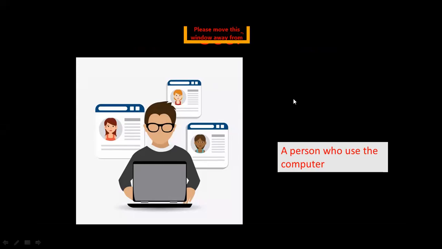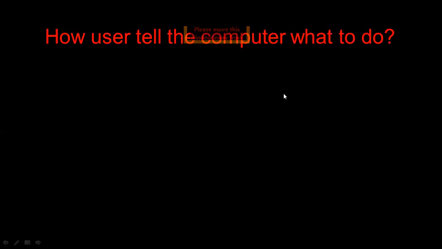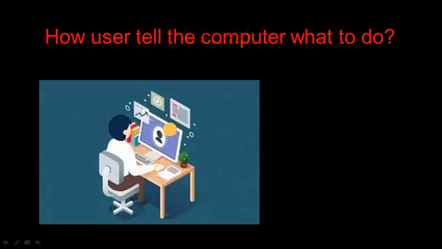So computer can be not only laptops, the tablets are also computer, the mobile phones you use are also computer. So you are a user, you use computer. How does the user tell the computer what to do? Computer works on electricity. We cannot touch electricity wire, otherwise we are going to get a huge shock.